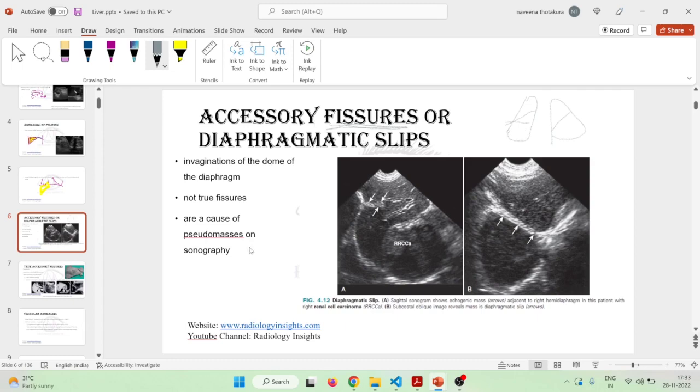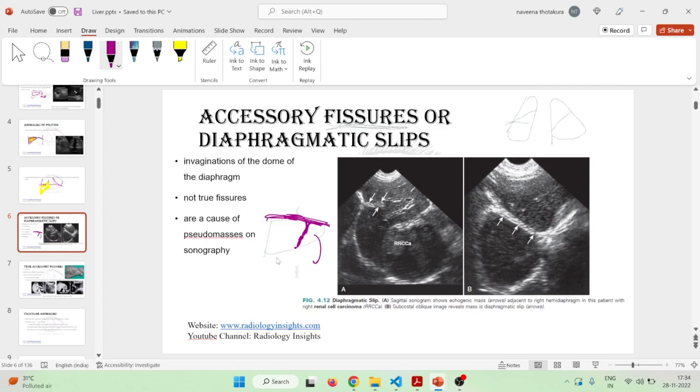So if this is the liver mass and there is a diaphragm above, this diaphragm will invaginate. There will be invaginations of the dome of the diaphragm like this. The diaphragm will invaginate downwards, and this will result in division of the liver into two parts or even more parts.